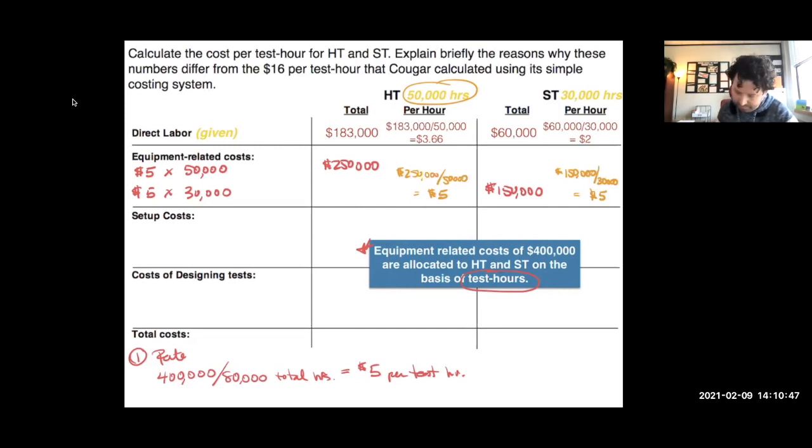Now again, we're taking this number, dividing it by that to get my rate. Okay, so that's what we're doing in every single one. All right, that's the process. Take the total divided by the number of hours to get the cost per hour. So remember, take the rate times whatever the activity is consuming. Okay, so in this case, the heat tests are consuming 50,000 test hours. The stress tests are consuming 30,000 test hours. Because for equipment-related cost, the cost driver was test hours. But for the next two types of cost, test hours is not the allocation base. You have to be careful.